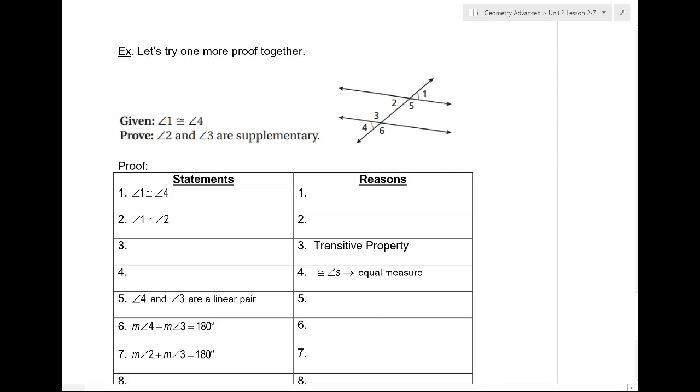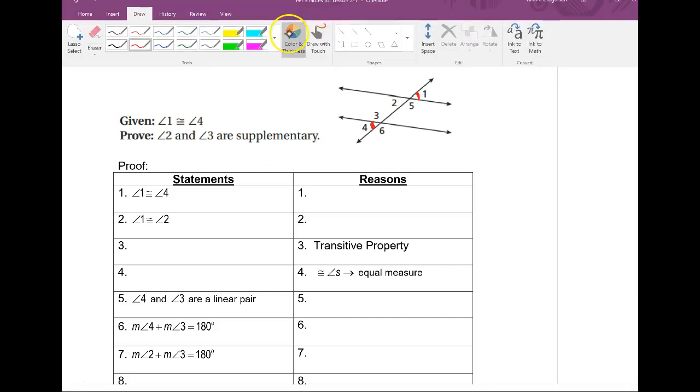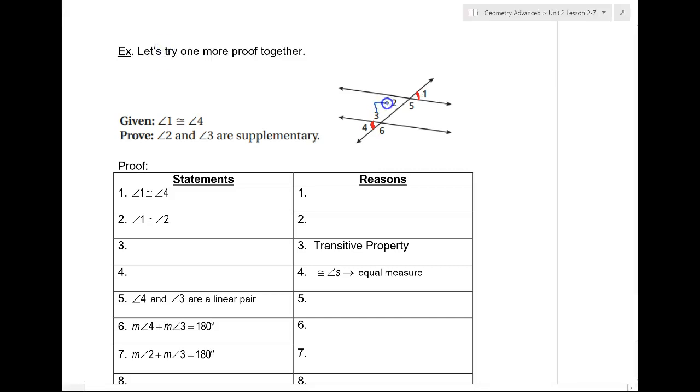So like right here, we're given the fact angle 1 and angle 4 are congruent. So this should have been marked congruent if they hadn't already done it. And I want to prove that these two angles, 2 and 3, I want to prove that they're supplementary. Now, that means they add up to 180. They don't have to be adjacent to each other. I just got to add them up to 180. Somehow I've got to prove that.